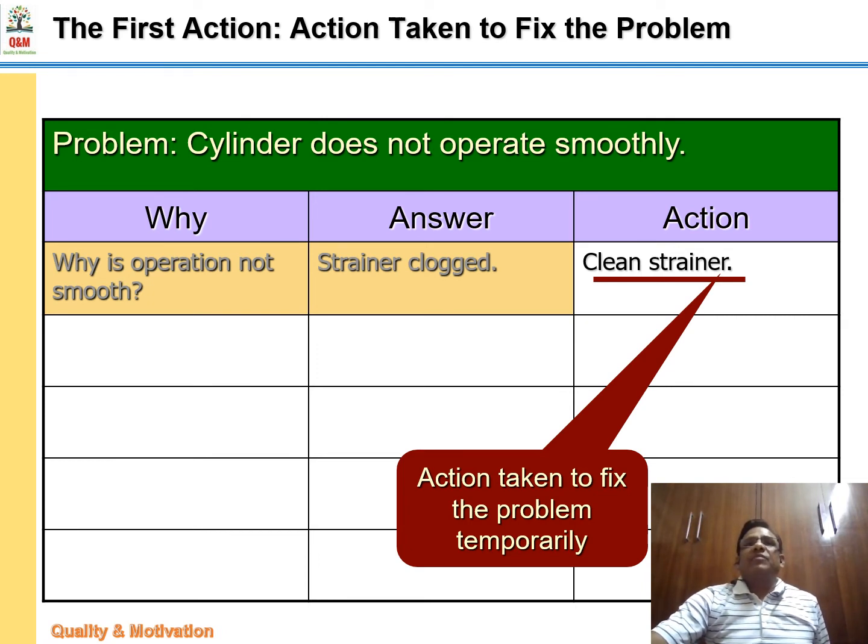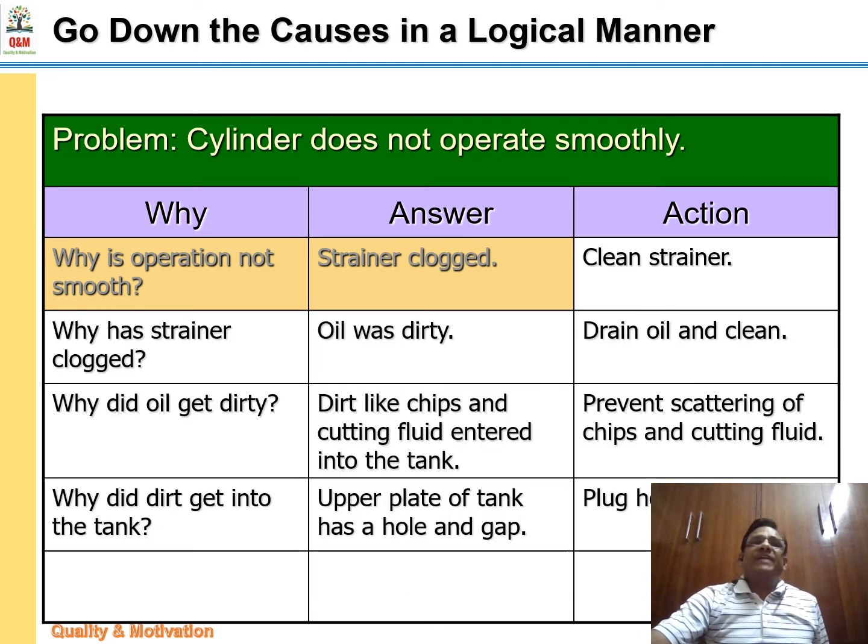So here I would like to highlight that we have taken the action to fix this problem temporarily, not permanently. Now we have the second why: why was the strainer clogged? The team found the answer that the oil was dirty. The temporary action for this is to drain the oil and clean the strainer.